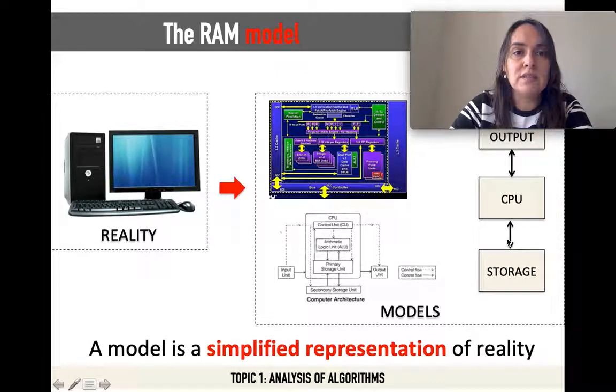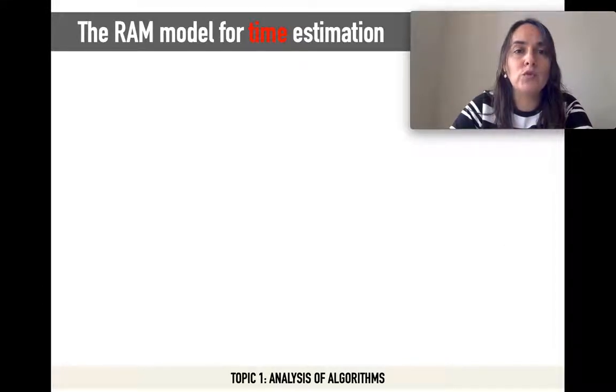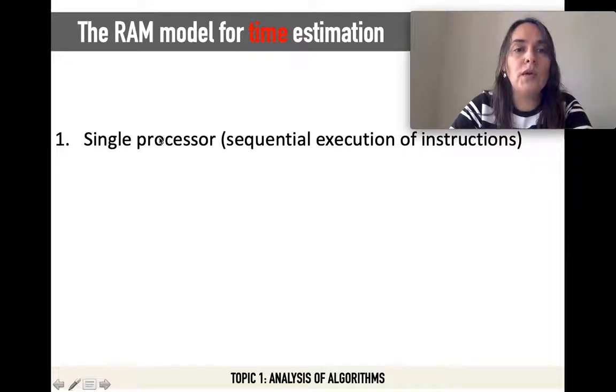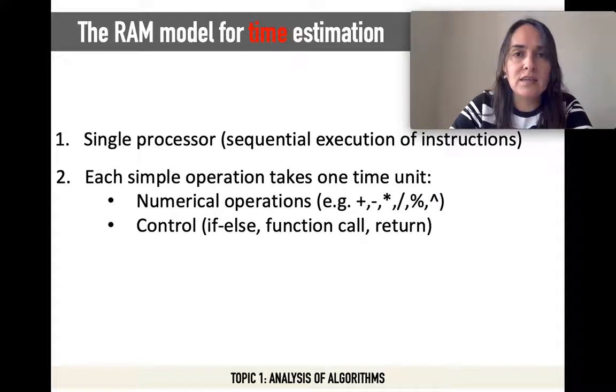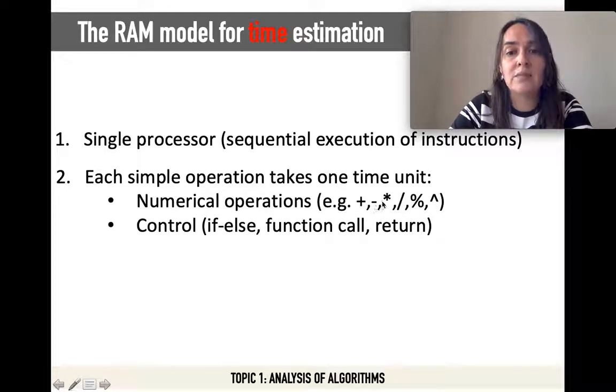Based on this very simple model, to estimate the time of an algorithm, we are going to follow 4 assumptions. First, we have a machine with a single processor, which means that we have sequential execution of instructions, not concurrent execution. Second, each simple operation takes 1 unit of time. And what are the simple operations?